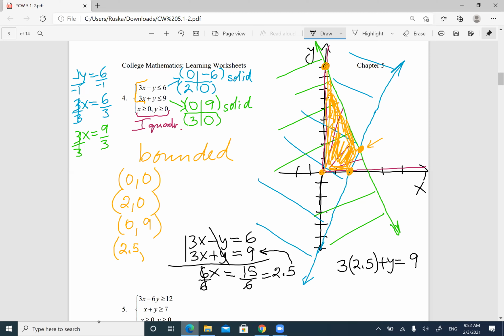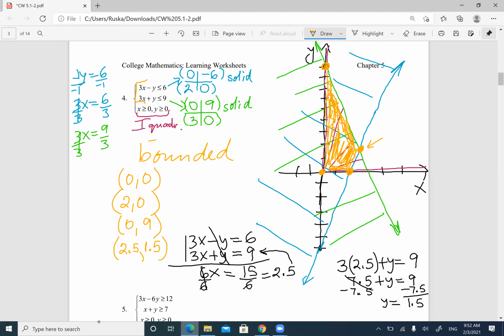Now 2.5 times 3 is 7.5, plus y equals 9. And I'm going to subtract 7.5. And that's going to be the y. So what is that? 1.5, right? 1.5. Okay, so my intersection point between the green and blue lines has coordinates 2.5 and 1.5.